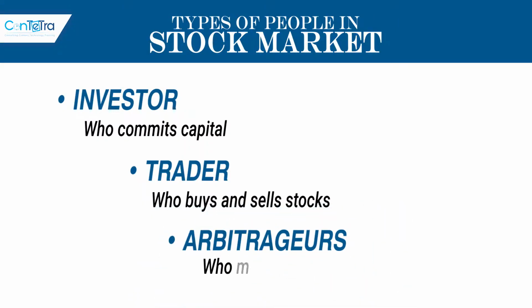There is also a third kind of people who are known as arbitrageurs. The name itself is very technical, but they do buying and selling on the same day. They buy from one market where it is cheap and sell in another market where it is trading expensive. So they are the key people who support the price discovery mechanism.